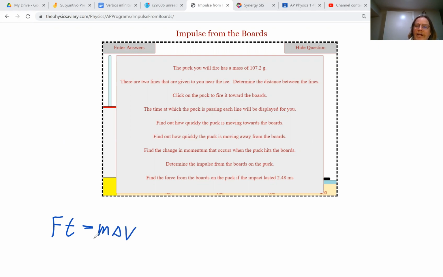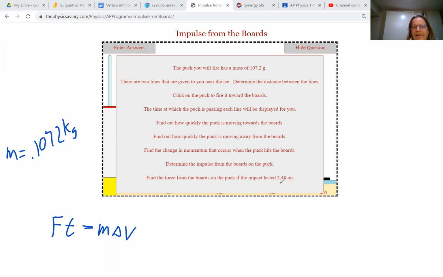It could be a change in mass, but in this case, the puck is not falling apart. So the mass, I'm going to write over here so I have that on my screen for later on, 0.1072 kilograms. All righty.